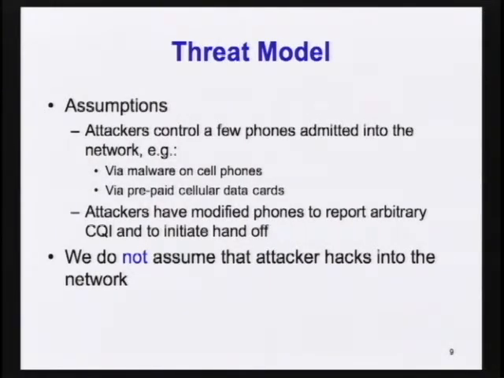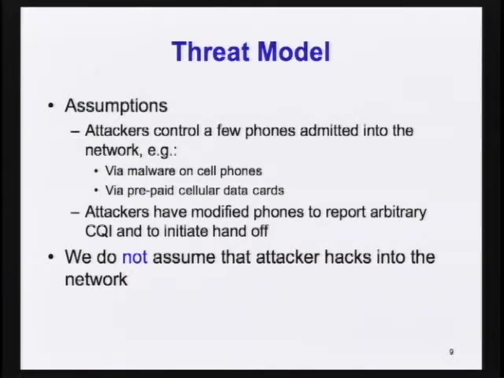But before I tell you the attack, let me make my threat model explicit. So a threat model tells you what we consider as threats and what we do not consider as threats. So we assume that the attackers control a few cell phones, and these cell phones have been legitimately admitted into a network. For example, the attacker could have spread malware onto cell phones, so that the malware will execute according to the attacker's intention. And also, if the attackers don't have malware, then attackers can simply go out and buy some prepaid data cards. Okay, they are very popular.